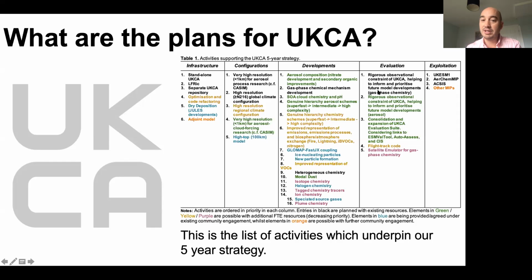But a key part of what this core team is trying to do is also rigorously evaluate and constrain some of these processes using observations. And that's not just the job of the core team. I'll bring up some aspects of model evaluation where I think people in the community have really helped as well. And then finally, one of the core objectives is to exploit the model through Earth system models, through activities like large collaborative research programs, and also through CMIP6 and other big model intercomparisons.